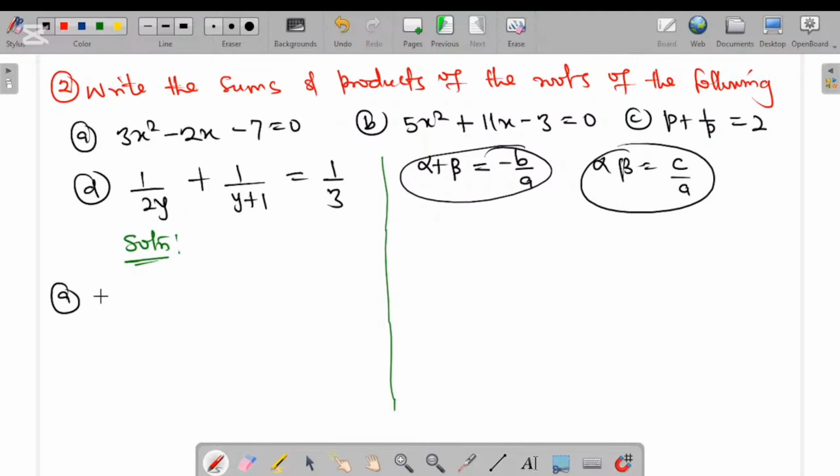The sum of the roots, which is alpha plus beta, is equal to minus b, which is minus minus 2, all over 3, and that is going to give us 2 over 3. So the sum of the roots of this equation will be 2 over 3, while the product of the roots is going to give us minus 7, which is c, all over a, which is 3. And that's your solution. You are done, no? Nothing more. Let's go to the b part.